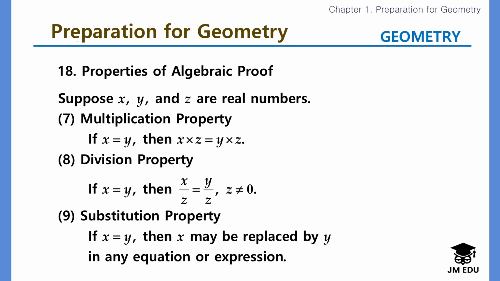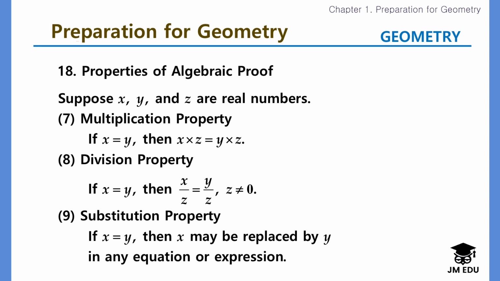Number 7, if x is equal to y, we can always multiply the same number on each side. X times z is equal to y times z, right? That's the multiplication property. If x is equal to y, we can always divide each side by the same number. X divided by z is equal to y divided by z, right? But z cannot be equal to 0. Okay, that's the division property.